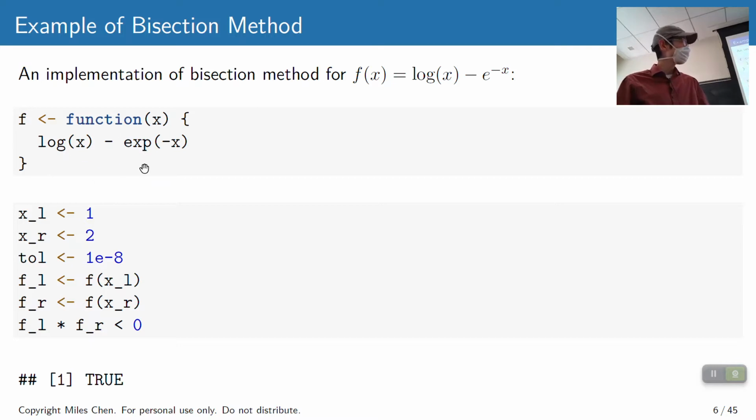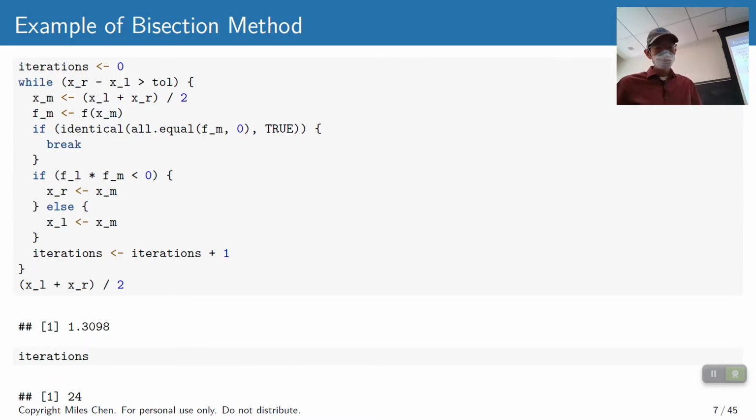So we'll revisit the same function that we've had, log of x minus e to the negative x. And I'm going to just start off with x on the left being 1, x on the right being 2. I'm going to say keep going until the difference between the left and the right is less than 10 to the negative 8. And so I'm going to say f on the left is f evaluated at x on the left-hand side, and f on the right will be f evaluated at x on the right. And we're going to ask, is there a root in between here? We just do function on the left multiplied by function on the right. Is that less than 0? That's true.